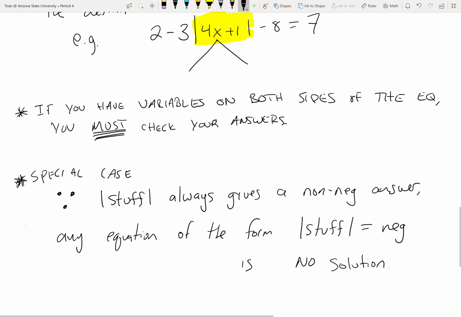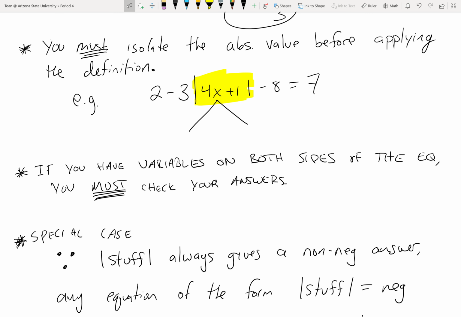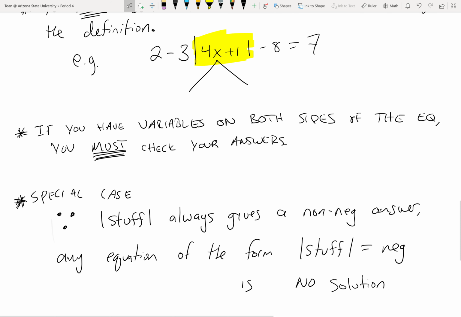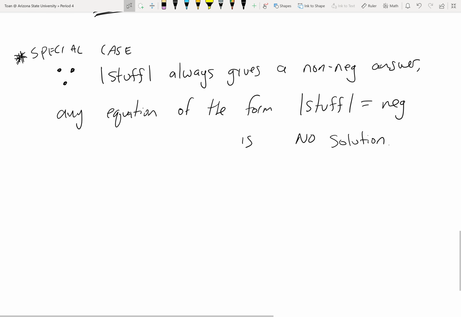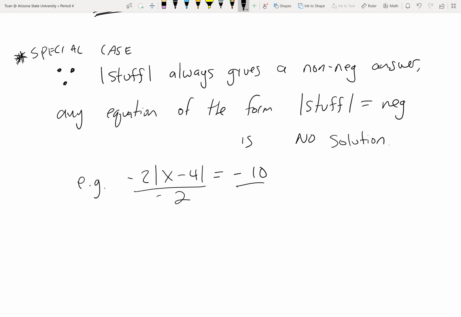However, as the first little hint says, you really can't declare no solution until the absolute value is by itself. A lot of students are careless, and they go something like this. They see something like -2 absolute value x minus 4 equals -10. Oh, I remember Mr. Vo said if it equals negative, I immediately write no solution. But this is wrong because the absolute value is not isolated. If I get rid of this -2 by dividing, x minus 4 equals +5. Hey, now it becomes a regular equation that we can solve. So just a little warning, do not declare no solution until the absolute value is by itself.